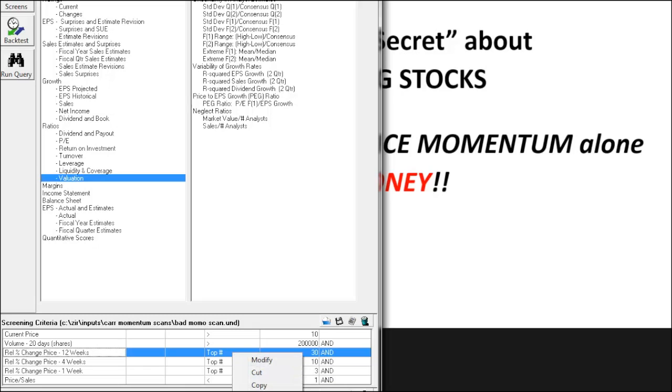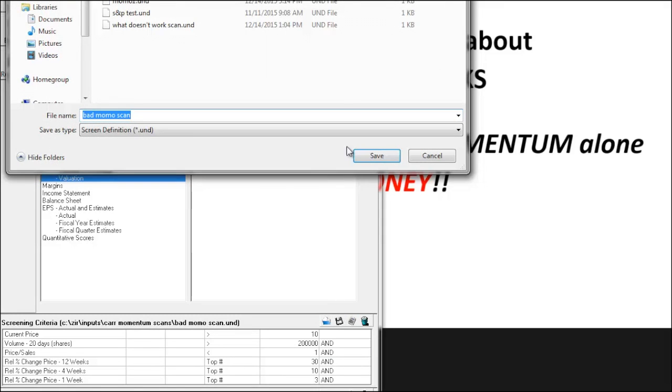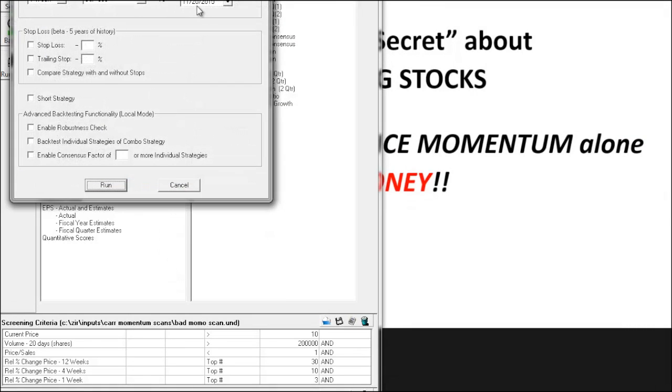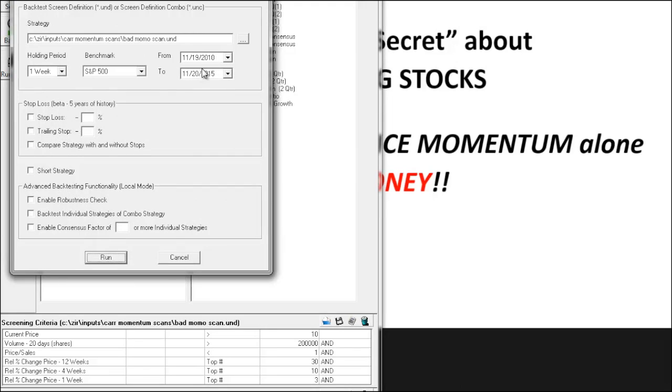Let me insert this here above the momentum filters and go ahead and save that. Okay, we'll just call that the bad Momo scan. And let's run a back test on that. Over the same look back period, the same rebalance period of 1 week, let's give this a shot.